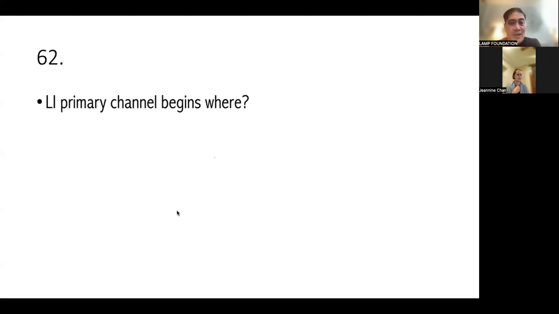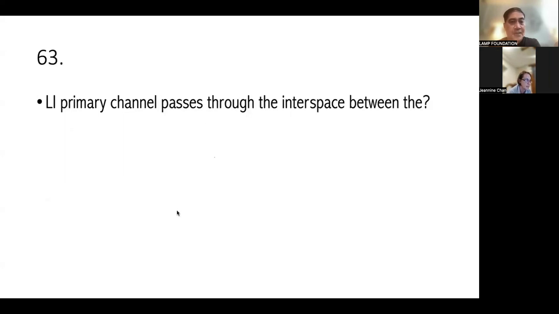Number 62, LI primary channel begins where? At the radial side of the tip of the index finger. LI1. Okay. Where does the large intestine primary channel pass through? What interspace between? Between the first and second metacarpal bones at LI4.